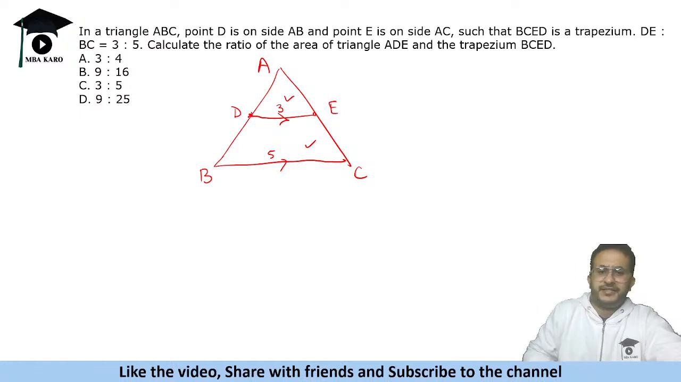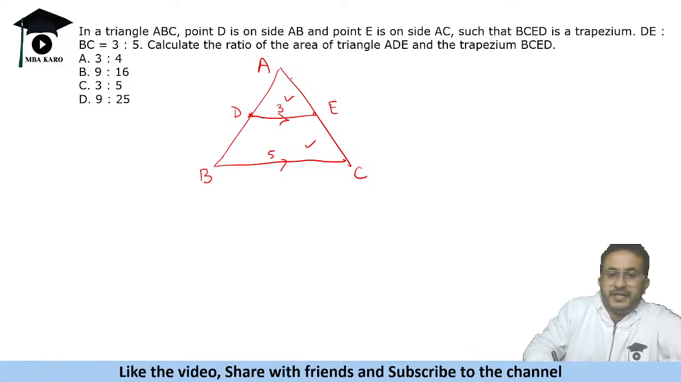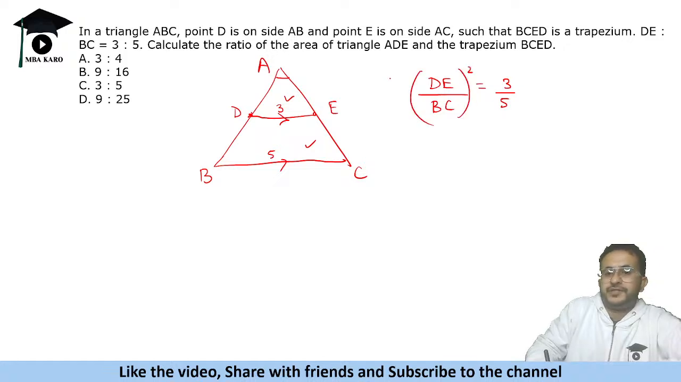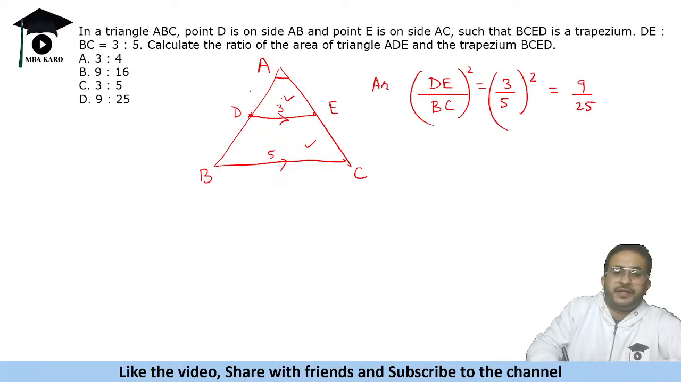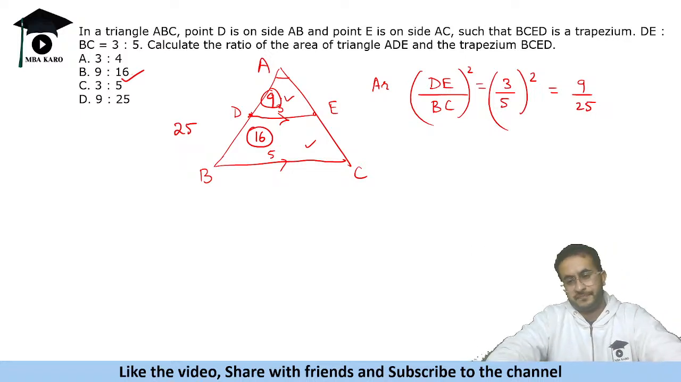So these are similar triangles, isn't it? This is parallel, this angle is common. So these are similar triangles. The sides are in the ratio DE ratio BC is equal to 3/5. So their area is the ratio of squares of sides, right? Area of small triangle and large triangle is DE square ratio BC square. So 9 ratio 25. Okay, so if the small triangle's area is 9, then the large triangle's is 25. That means this part is 16. So area of triangle ADE to trapezium will be 9 ratio 16.